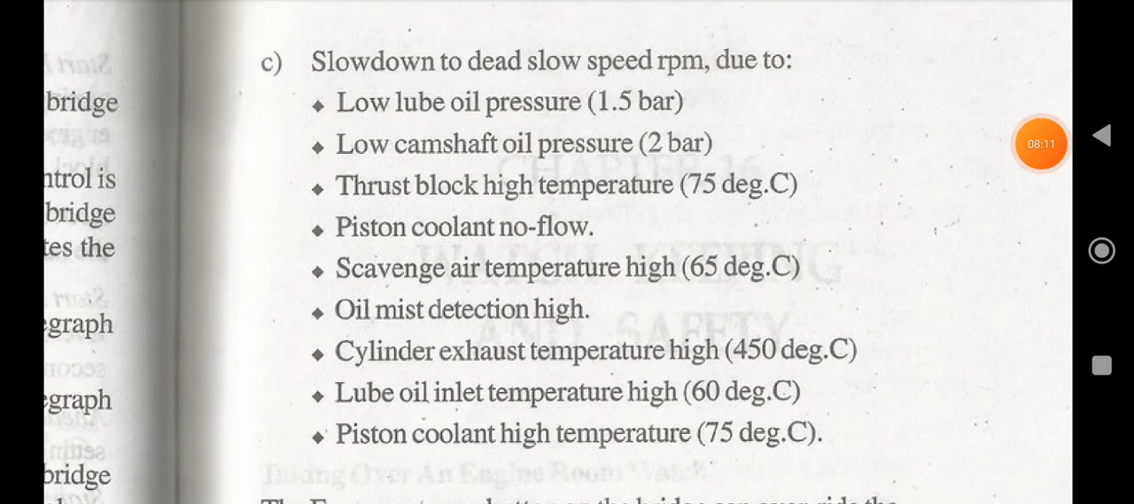Slow down to dead slow RPM due to low lube oil pressure, that is 1.5 bar, low camshaft oil pressure, that is 2 bar, thrust block high temperature, that is 75 degrees Celsius, piston coolant no flow, scavenge temperature high, oil mist detection high, cylinder exhaust temperature high, lube oil inlet temperature high, piston coolant high temperature. These are the conditions where we need to slow down to dead slow RPM.